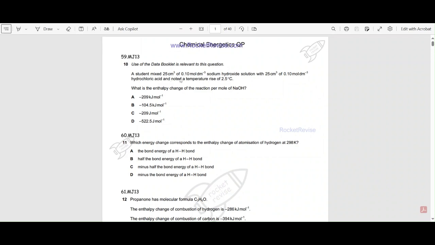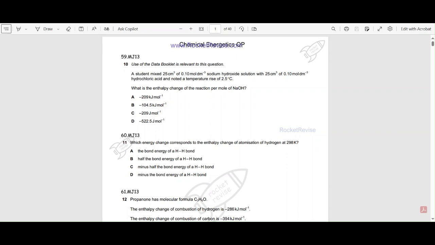A student mixed 25 cm³ of 0.1 mol/dm³ sodium hydroxide solution with 25 cm³ of 0.1 mol/dm³ hydrochloric acid and noted a temperature rise. Look at this, there is a rise in temperature of the solution. So it indicates the reaction between sodium hydroxide and HCl is an exothermic reaction. The energy has been given out during the neutralization of sodium hydroxide and hydrochloric acid. That energy has been absorbed by the solution and there is a rise of temperature of about 2.5 degrees Celsius.